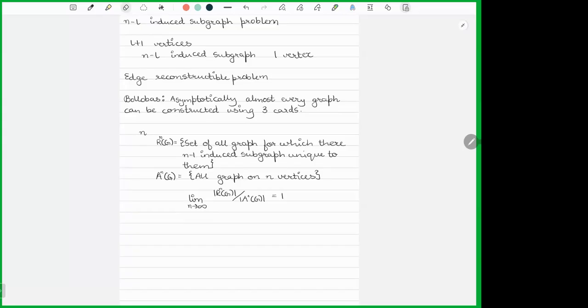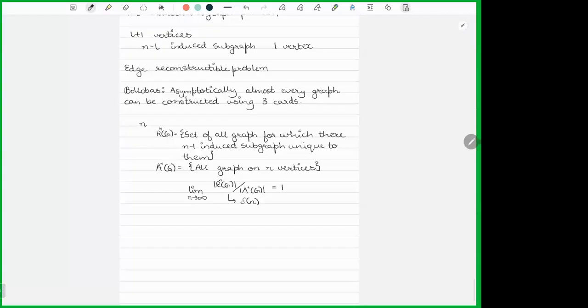Okay, so R_n is the set where you look at every graph on n vertices, and you pick only those graphs for which there are three induced subgraphs which are unique to them, and you put that graph in R_n. And let A_n be the set of all different non-isomorphic graphs on n vertices. If you take the ratio, you will get something which is a function of n. And when you take n to infinity, this ratio will converge to 1. This is what the Bollobás conjecture says.